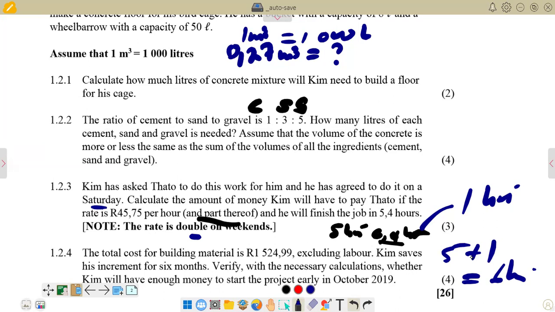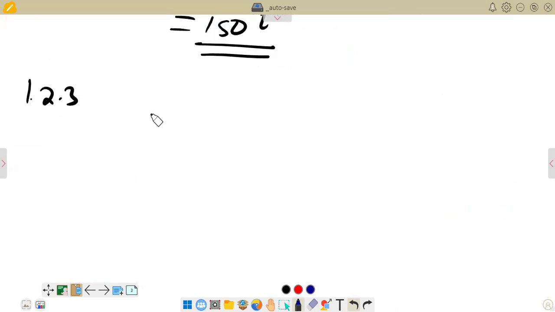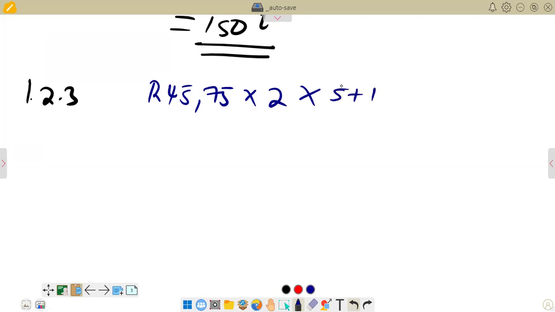This is exactly how we are going to calculate it. Now we are just going to summarize that by saying we have our rands per hour, which is our amount per hour, 45 rand 75 cents, and then it's double, so we multiply by 2, and then we multiply by the number of hours, which we said is 5 plus 1, in brackets.